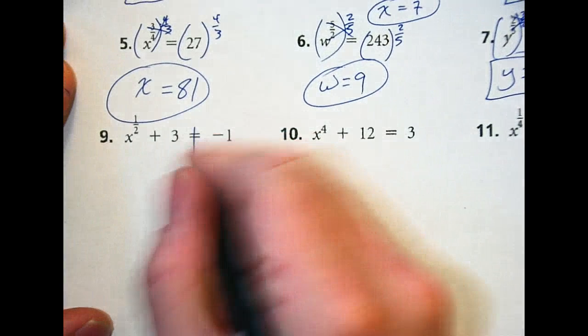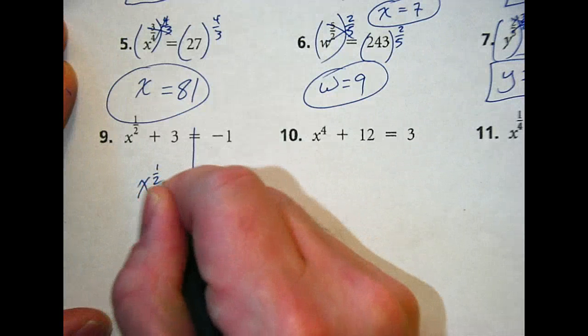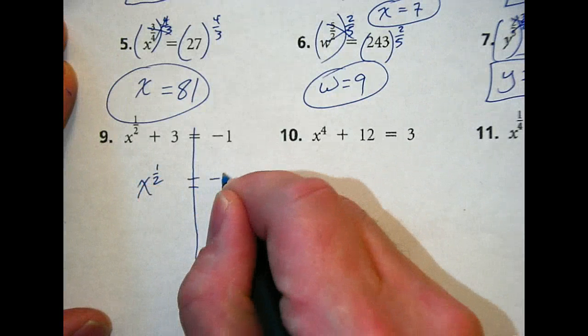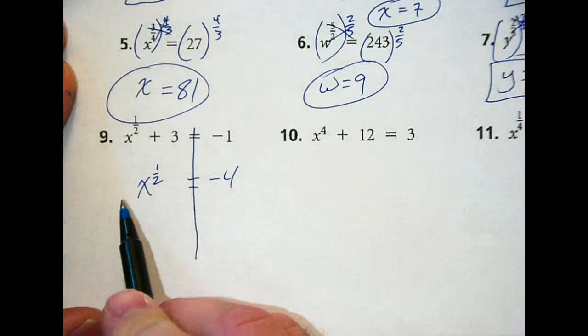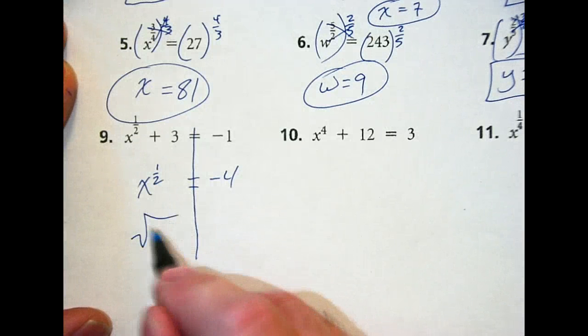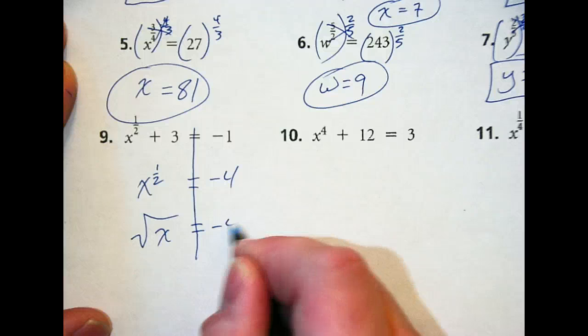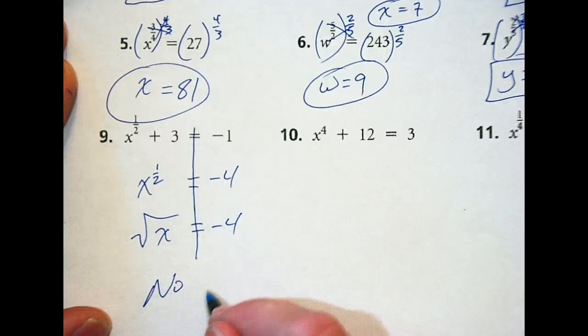So this one right here is x to the 1/2 power. Subtract 3, we get x to the 1/2 is -4. Now, this is saying the square root, remember, x to the 1/2 means that. You can't have the square root of a negative. This is no solution.